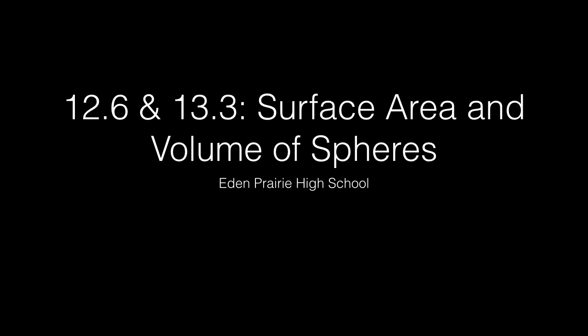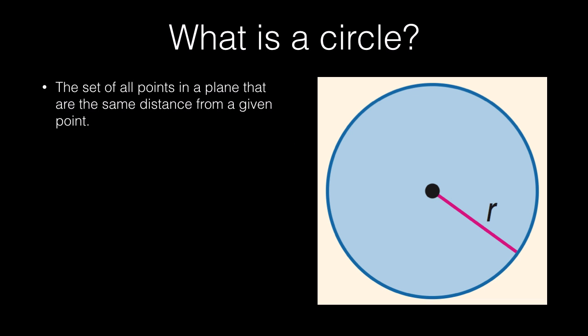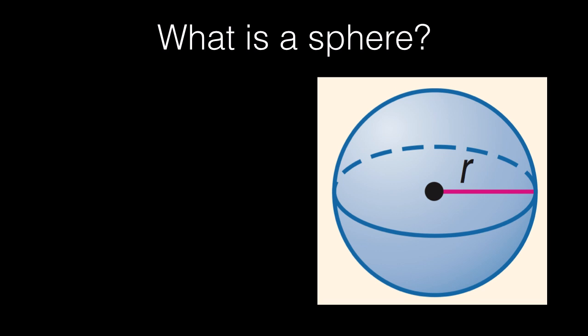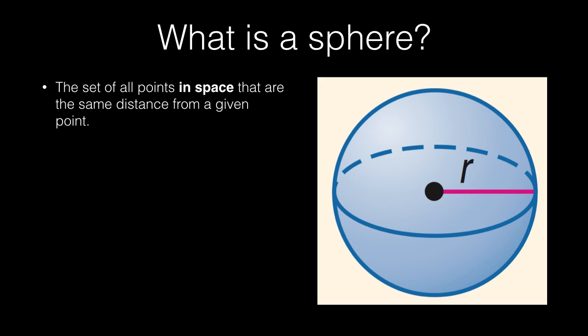Now, in order to talk about spheres, we first have to have a firm understanding of what a circle is. The textbook definition of a circle is the set of all points in a plane that are the same distance away from a given point. A sphere is essentially the same thing. However, we lose the phrase set of all points in a plane, and instead we have the set of all points in three-dimensional space that are the same distance away from a given point. So that is our definition for a sphere.